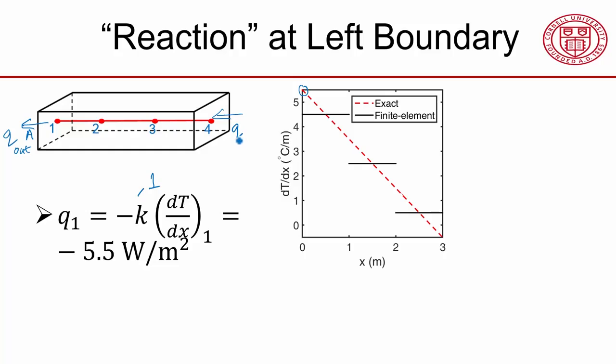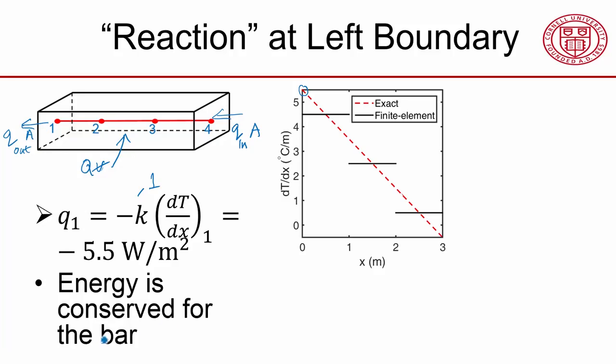The amount of heat going in is Q in times A, and that's specified. And then we also have the heat being generated times the volume. I'm indicating that as the volume. So this is specified, and this matches the exact solution. The implication is that energy is conserved for the bar. So the energy is conserved in aggregate, and this is when I'm looking at the energy coming out calculated using the discrete equation. That's the equation from the weak form.